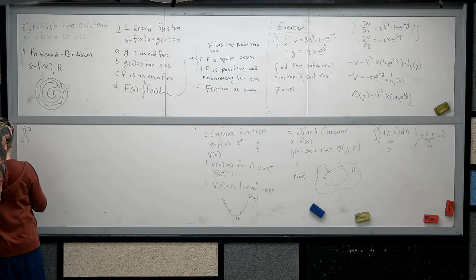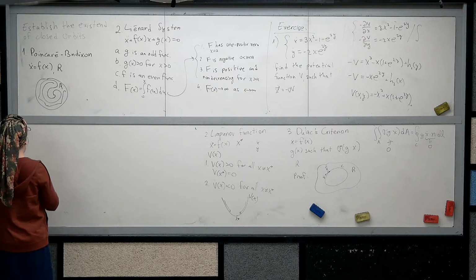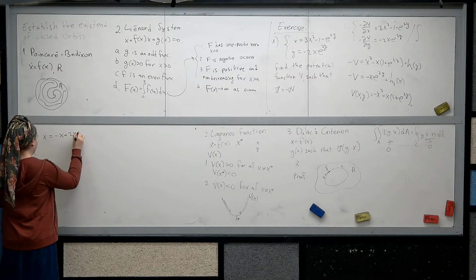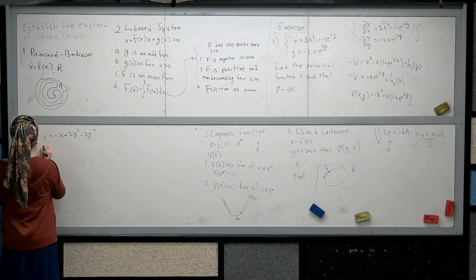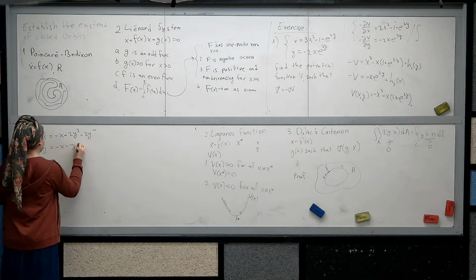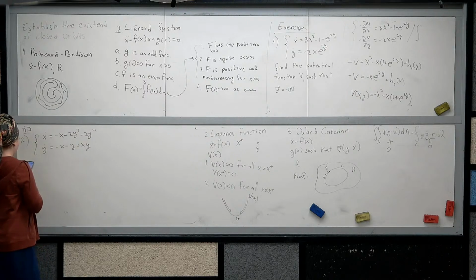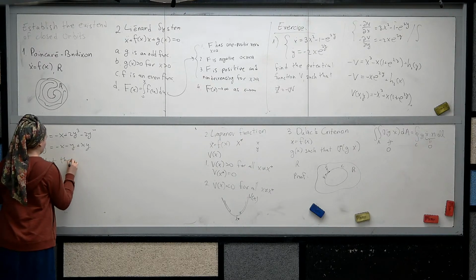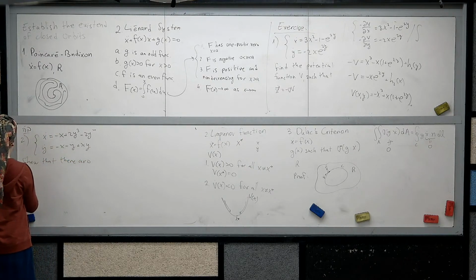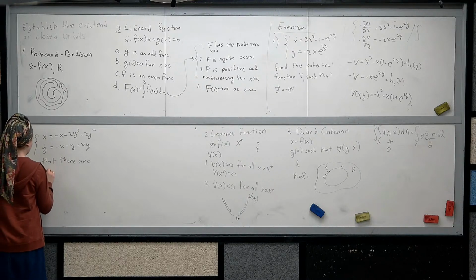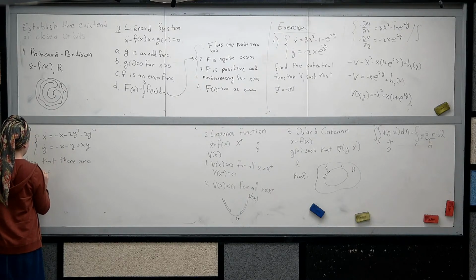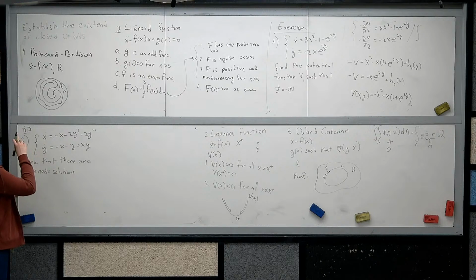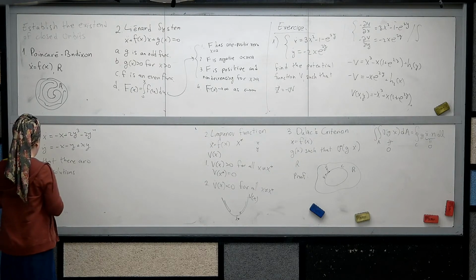Okay. Next, for the system x dot is minus x plus 2y cubed minus 2y to the fourth, and y dot is minus x minus y plus xy. Show that there are no periodic solutions, meaning closed orbits.